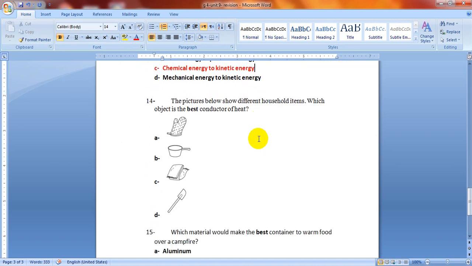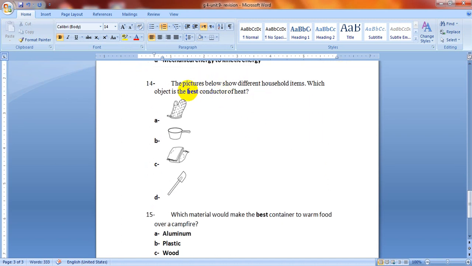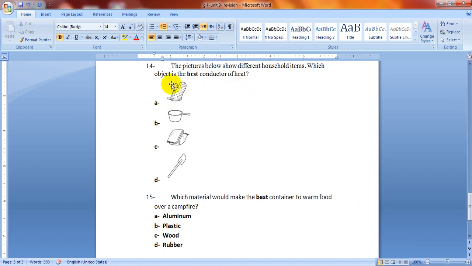The next one, number 14. The pictures below show different household items. Which object is the best conductor of heat? Conductor, it will let heat pass. Is it the oven mat, this metal pan, this blanket or towel, or this rubber spatula?